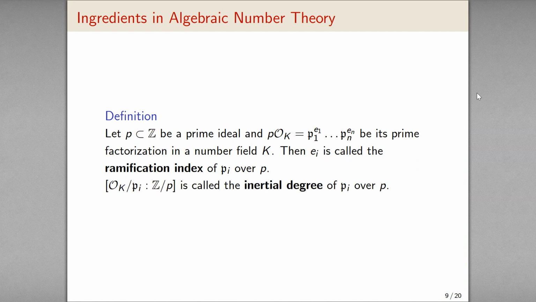Now, recall that the ring of integers is a Dedekind domain, and by definition, in a Dedekind domain, every prime ideal is maximal. Since this curly Pi is a prime ideal of O_K, the quotient O_K over curly Pi is a field. Similarly, the quotient Z over p is another field. And we have a natural injection from Z over p to O_K over curly Pi, which means we can view this as a field extension. The degree of this field extension is called the inertial degree of curly Pi over p.